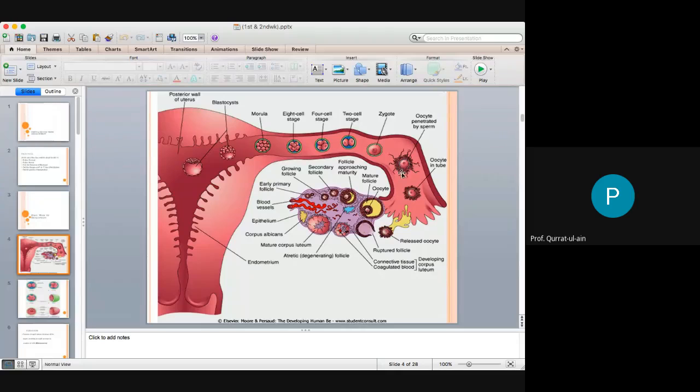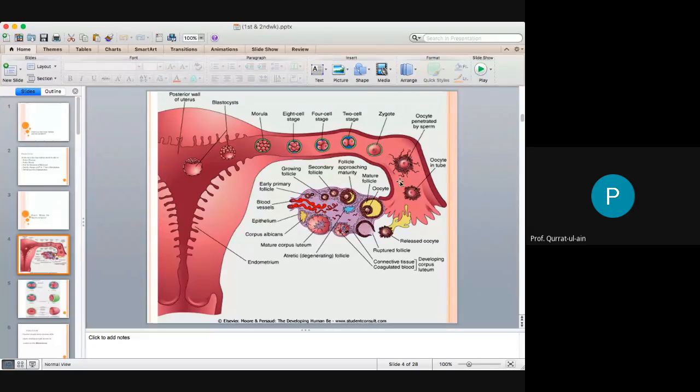When the sperm enters, the head and tail enter inside, and the head swells, which contains the DNA, and the two nuclei, the female pronucleus and the male pronucleus, join to form a single nucleus containing 46 chromosomes, and this cell is now a zygote. Right? And the zygote is now surrounded by just a thick membrane, this green layer. That thick membrane is the zona pellucida.